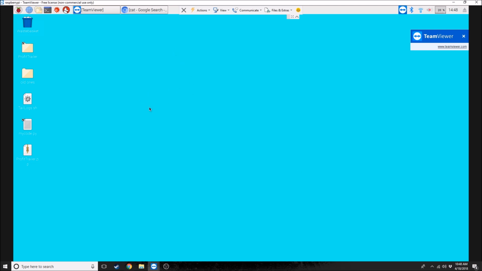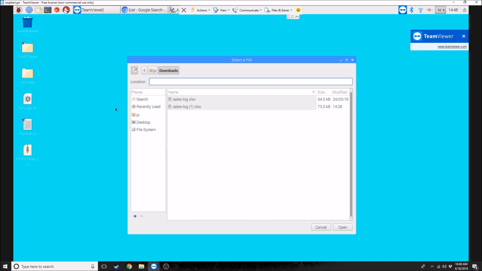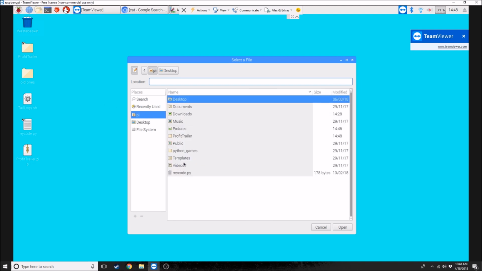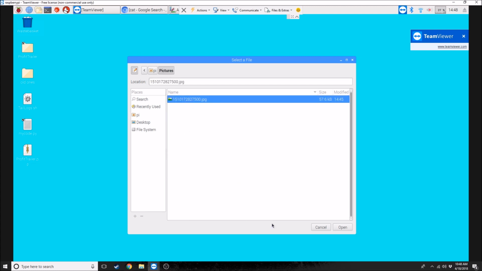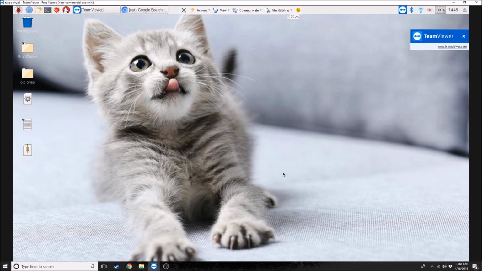So right here, I was actually in the midst of changing my desktop background because that hurts my eyes. I used to have a picture, but for some reason that was deleted. There we go. Look how cute that is. Well, yeah, pretty much it's just a small computer, and you can put different operating systems on it.